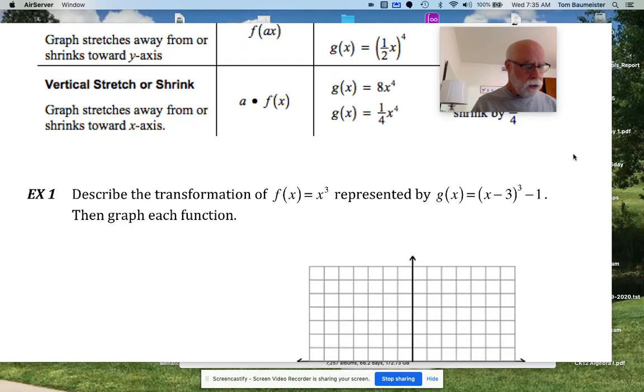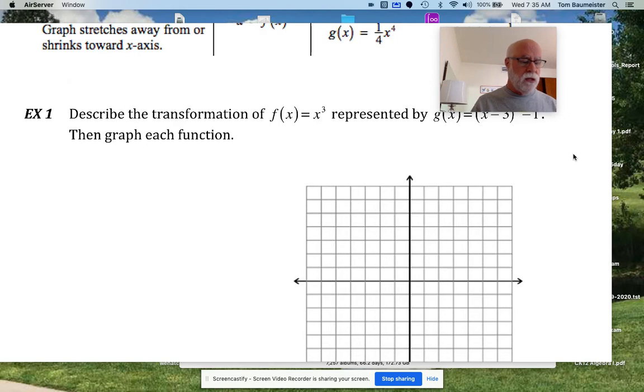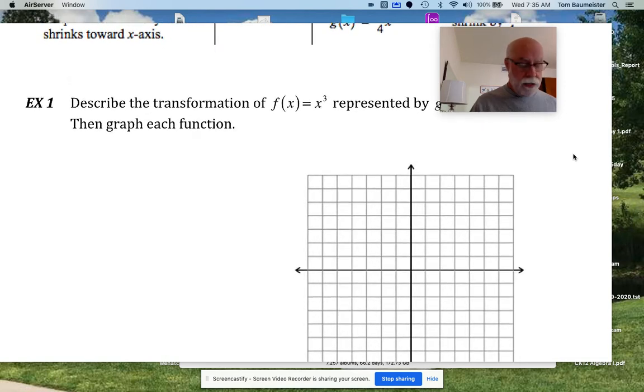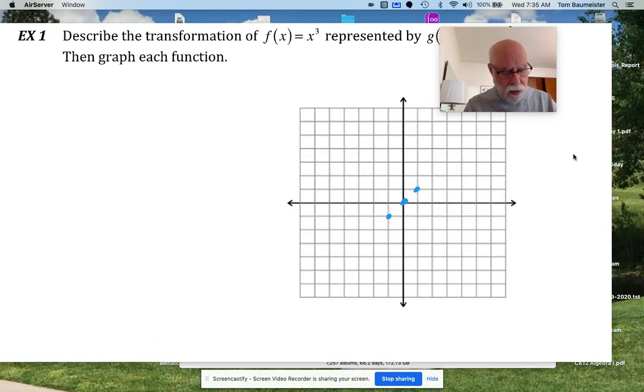Okay, so example: describe the transformation of f of x equals x cubed represented by g of x equals (x minus 3) cubed minus 1. Then graph each function. All right, so let's go ahead and graph our main function first, because that's something that we should remember. On a cubic function, we're going to have one point at (0, 0), one at (1, 1), and one at (negative 1, negative 1). And remember, a cubic function looks something like this.